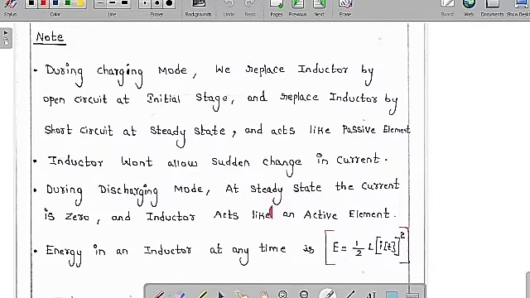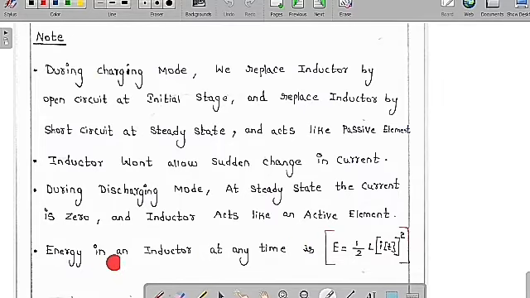During discharging mode at steady state, the current is 0. Yes, I already told you during the steady state, because it is going to decay, the current is going to decay. So because of that, at steady state it will become 0. And the inductor acts like an active element in this period. Only in the discharging mode it is going to act like an active element, meaning it is going to deliver the energy. But overall we can say it is a passive element.